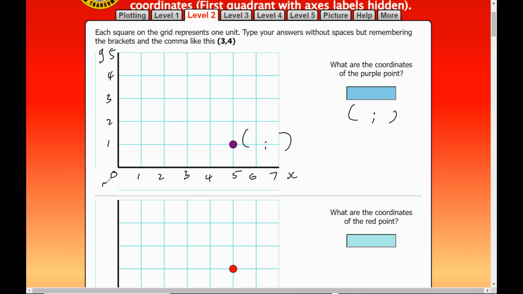Okay, so start at 0 again. Go right first or left. In this case, we can only go right. So 1, 2, 3, 4, 5 to the right, and jump 1 up. So that becomes 5 and 1. All right, see if you can complete the rest of them just like that.